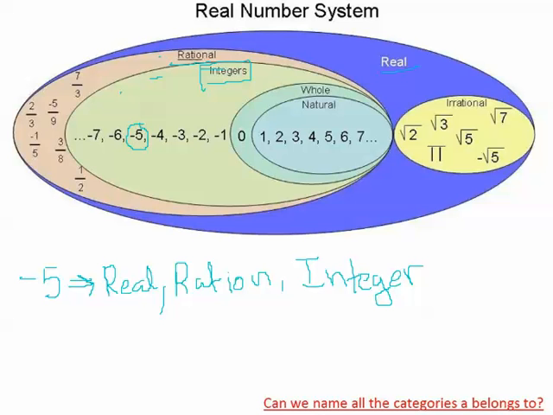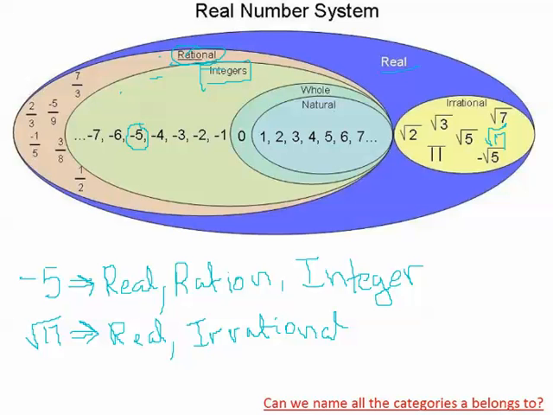Let's try one more. How about root 17? Is root 17 a real number? Yes, all numbers are real numbers. Is root 17 rational? No, root 17 is not a rational number. If I put it in the calculator, it's going to give me this weird decimal answer. So it's irrational. And once I know that it's irrational, he's over here in this spot, and he can't possibly be natural or whole or an integer or rational. So once he's irrational, we're kind of done.